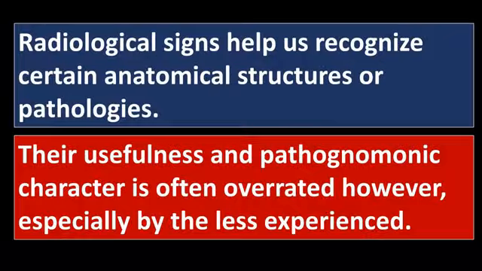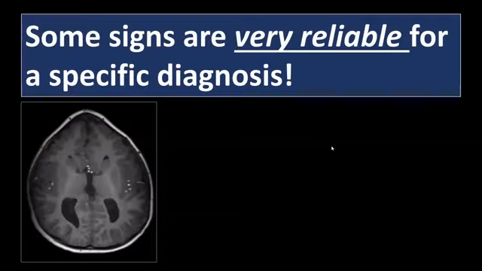However, we should also not overrate their usefulness and their pathognomonic character. Keep in mind that radiological signs belong to the so-called first system of visual analysis and cognitive thinking. It's fast, but it's prone to errors. So a bit overrated, so be skeptical or be critical. Some, however, can be, in my opinion, very reliable for a specific diagnosis.